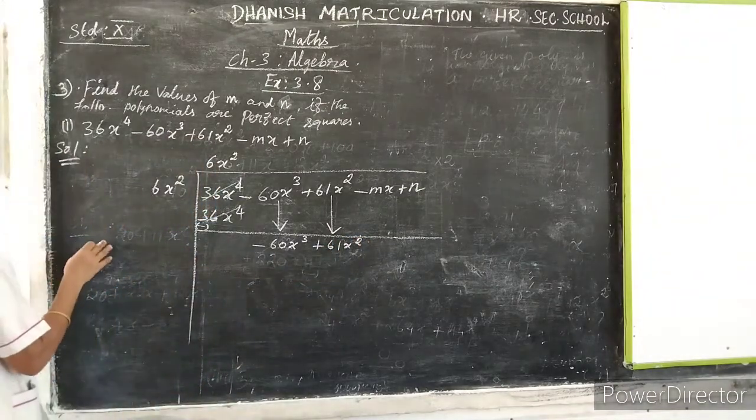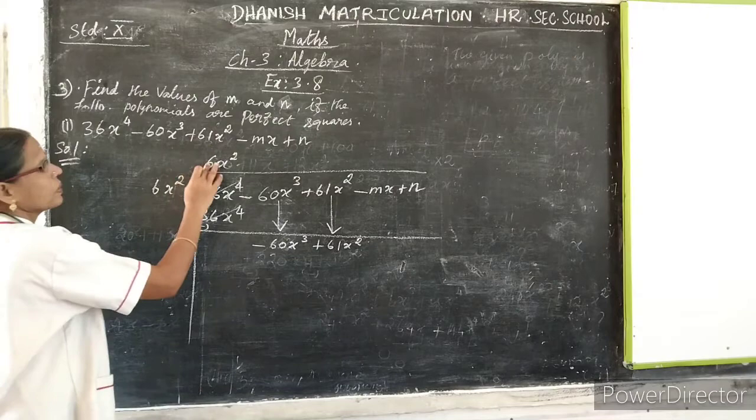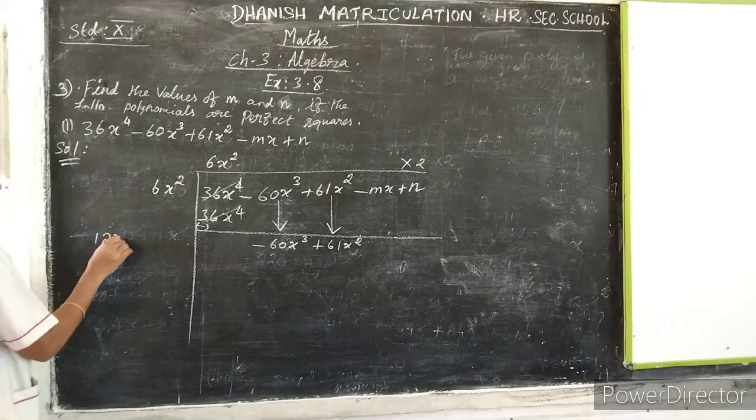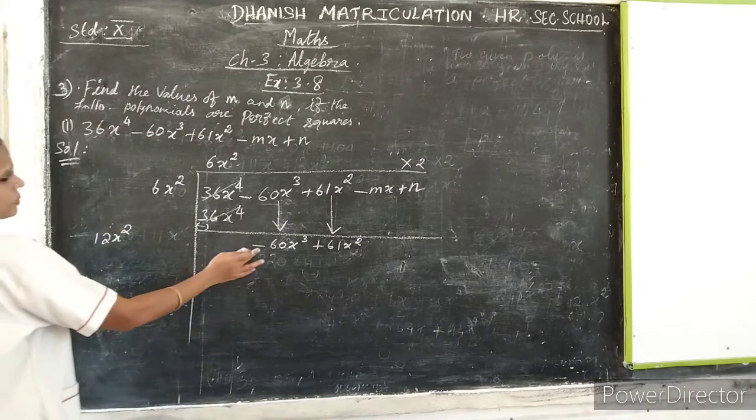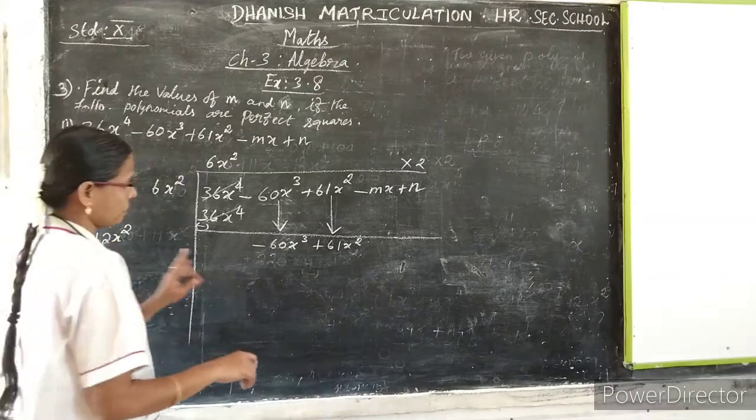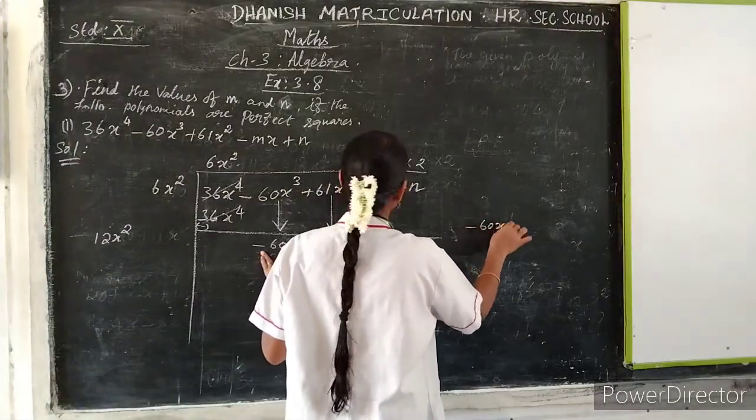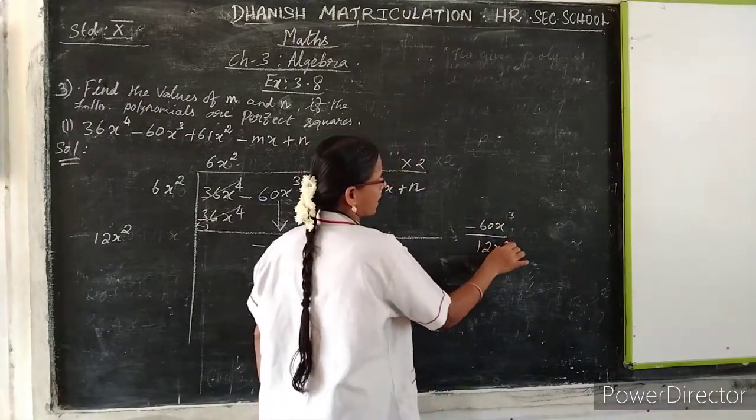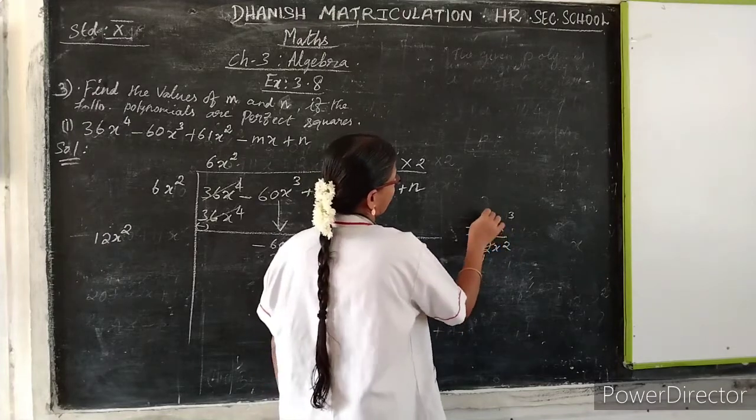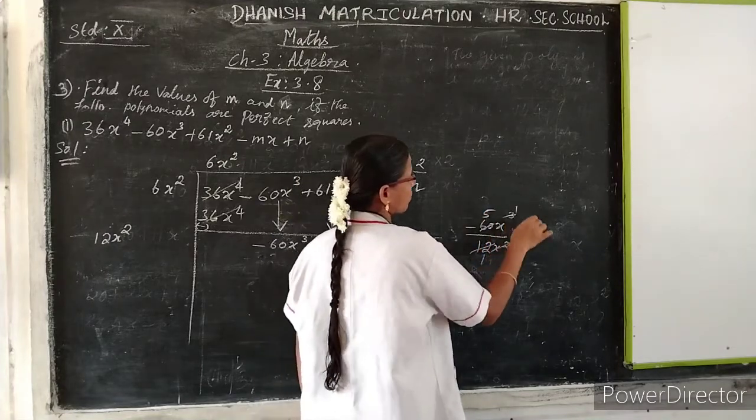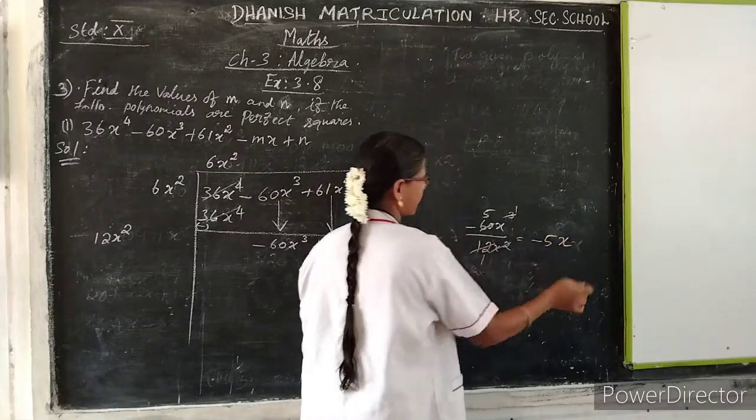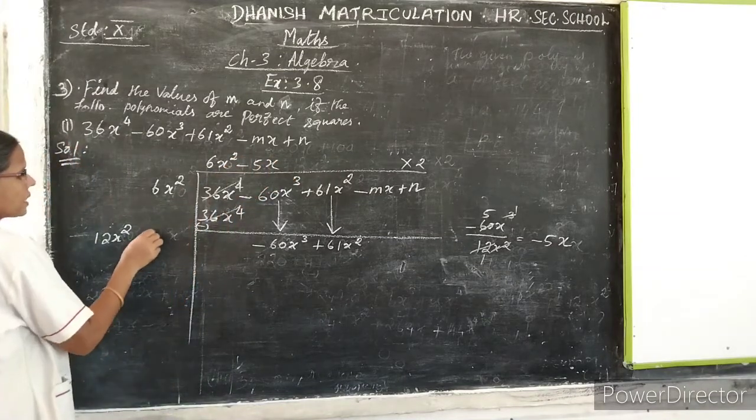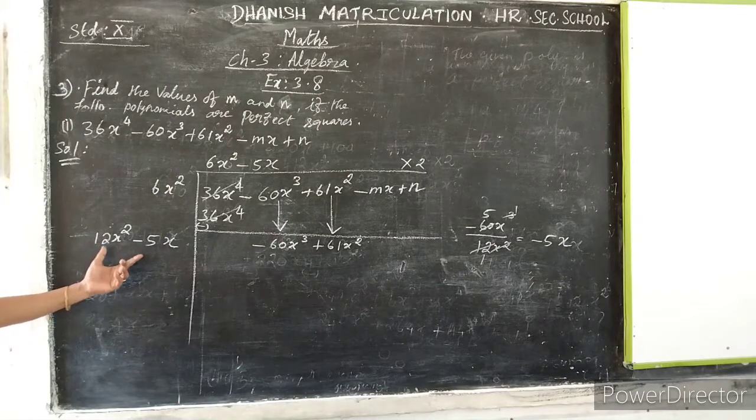Now find the divisor. Multiply this quotient by 2: 2 6s are 12x square, one more term. So divide this first term by this first term: minus 60x cube divided by 12x square. 12 5s are 60, so 5 times, x cube by x square is x. So this is our quotient part: write minus 5x here. Here also minus 5x. This is our new divisor with two terms.